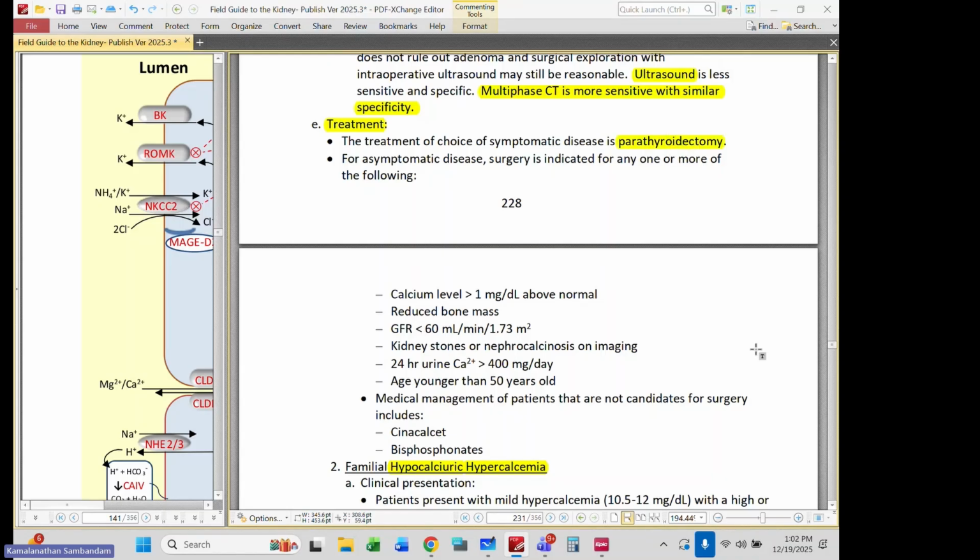Treatment, in more recent times, is that most patients are going to have surgery. It's a low risk surgery. My mom's had this surgery. It's a day surgery for most people. Okay. And that's because we are trying to avoid some of the complications, especially reduced bone mass.